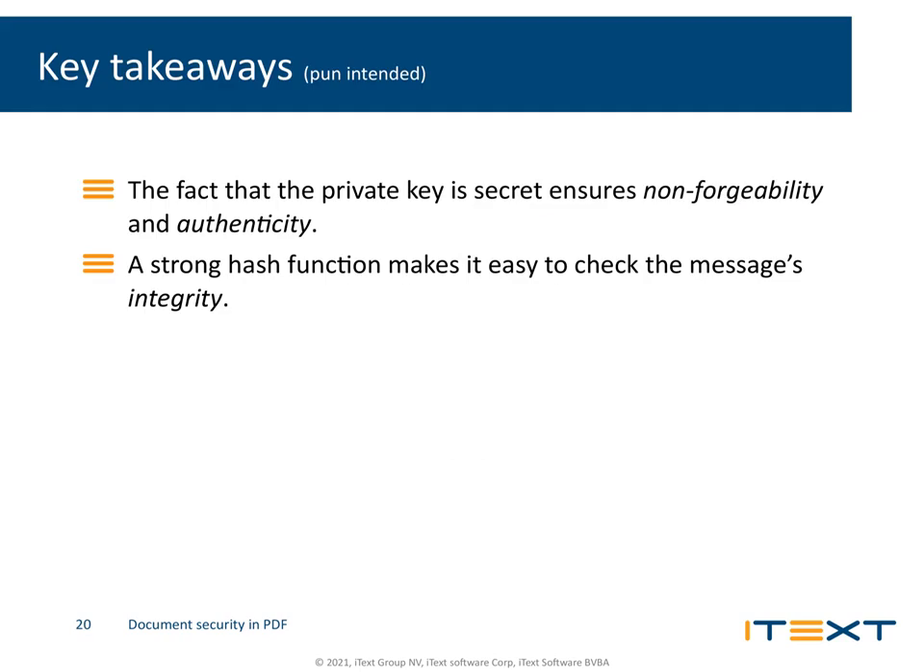So if anything, you should remember the following two things from the previous slides. The fact that the private key is secret ensures that signatures are supposed to be hard to forge, so it ensures the non-forgeability and the authenticity of the signature. Then again, a strong hash function makes it easy to check the message's integrity.